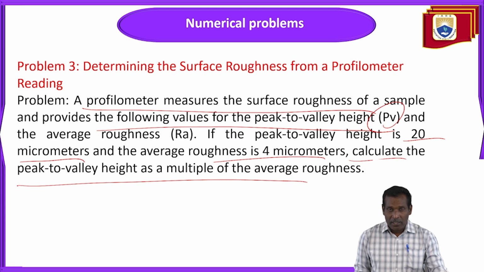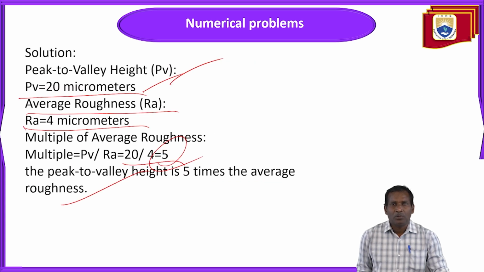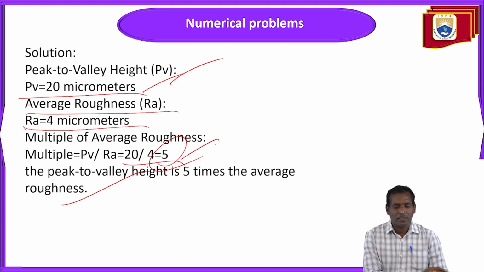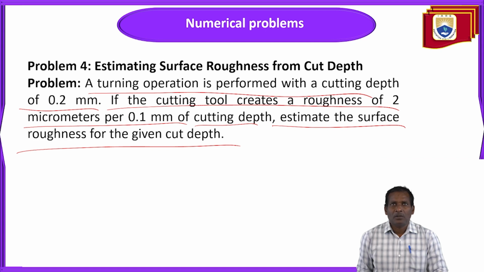The profilometer reading already shows the peak to valley heights. The peak to valley height is 5 times the average roughness value. So already you have calculated here, the height is 5 times the average roughness. In this problem, surface roughness from cut depth.